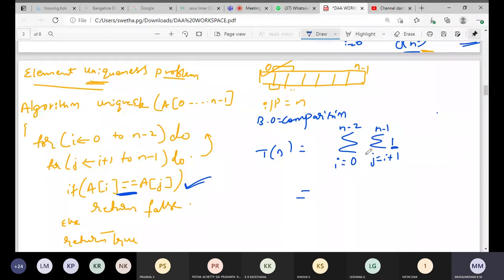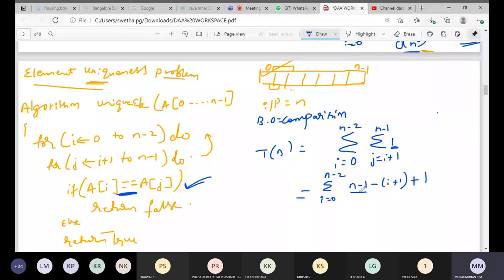What we will get? Let me take this as it is. I is equal to 0 to n minus 2, here n minus 1 minus of I plus 1. This one is the lower limit plus 1, and this is upper limit minus lower limit, which is I plus 1 plus 1. Right?